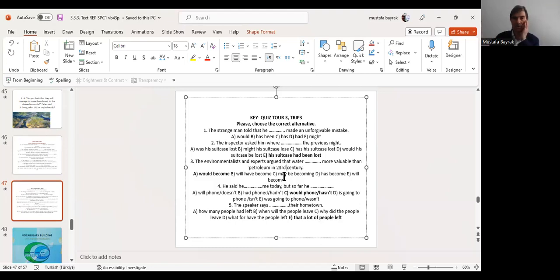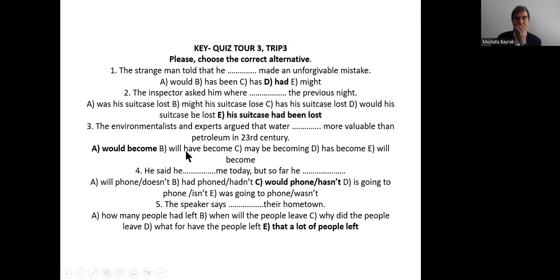Okay, 23rd century. So the environmentalists and experts argued that water would become more valuable than petroleum in the 23rd century.